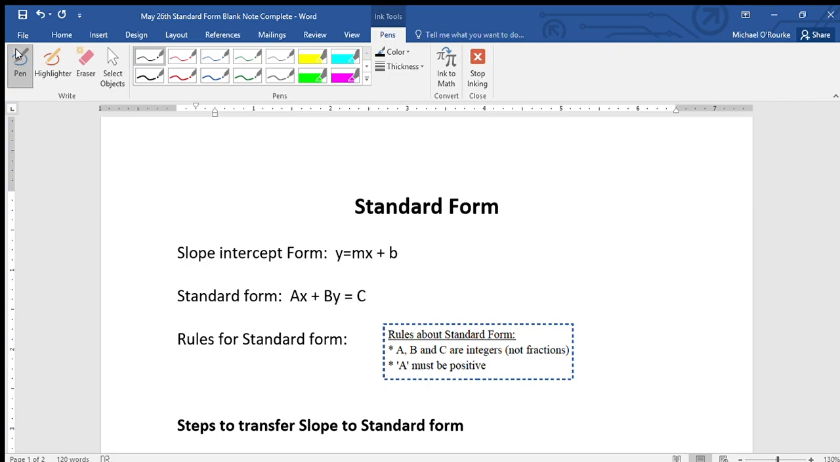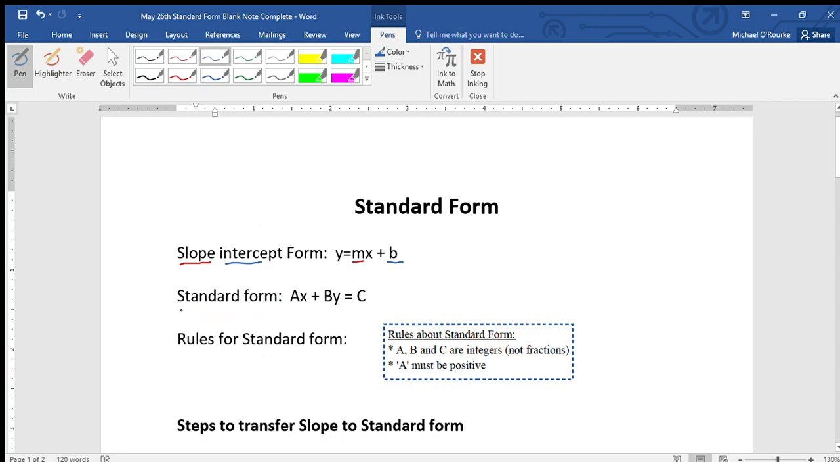Okay, so today we're looking at standard form. Standard form is just another way to write a linear equation. So far, we've been working with slope-intercept form. It's named this because in it you can identify the slope and you can identify the intercept. That's why it's named slope-intercept form.